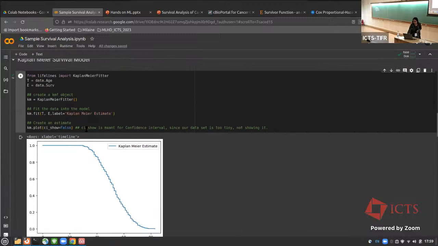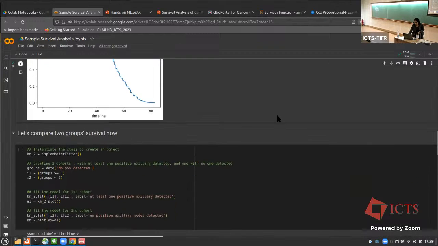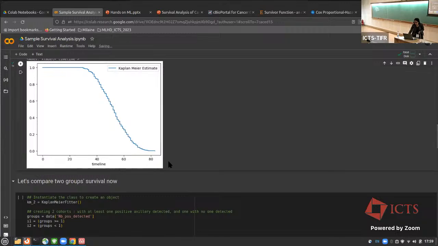So I'm using the age as the time and the survival status as the event. Then I'm importing the Kaplan-Meier fitter from Lifelines. Okay, import that. And then I'm going to create an object of type Kaplan-Meier here. I'm going to fit that with the time and the event, and it's going to plot it. Almost done. You'll see the plot here. And of course, it's a monotonically decreasing plot.